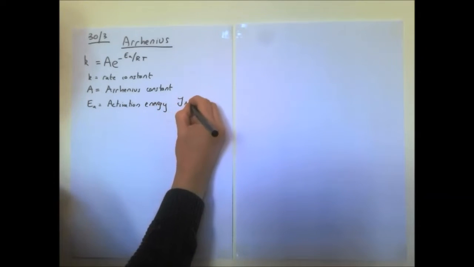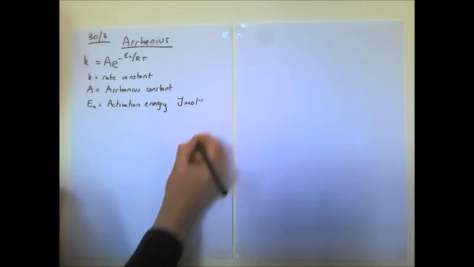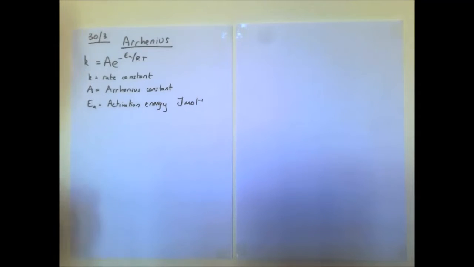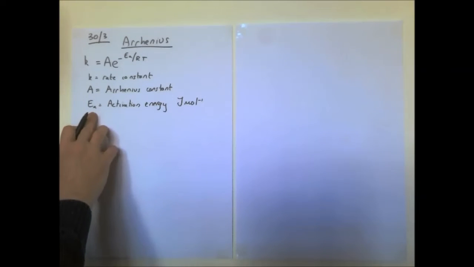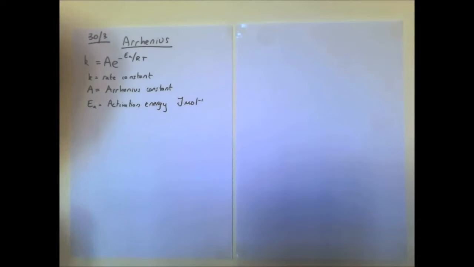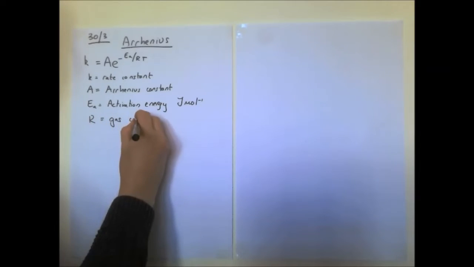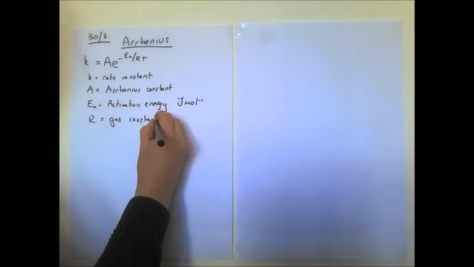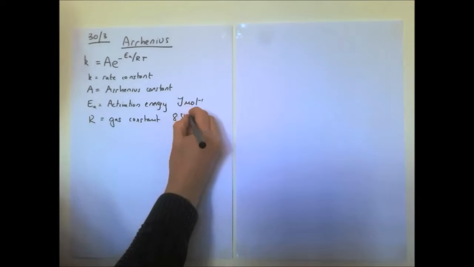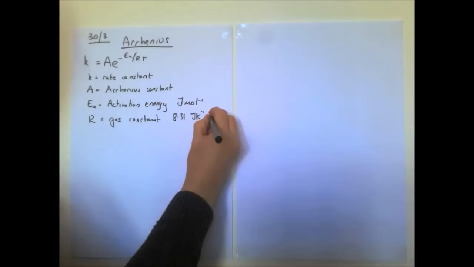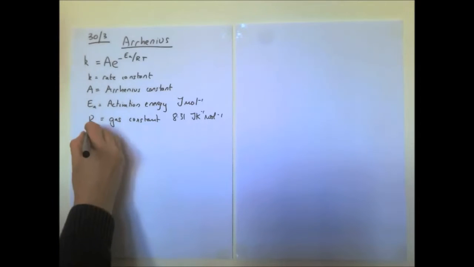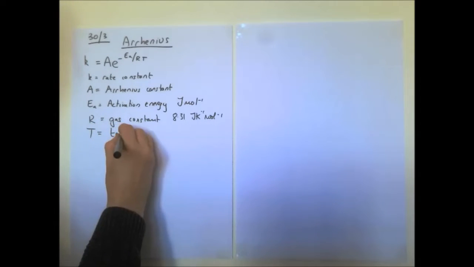Just remember that because we borrowed this equation from the physics department, we have to remember to put our energies into joules, or joules per mole for activation energy. R we know is the gas constant, 8.31 joules per Kelvin per mole, and T of course is temperature in Kelvin.